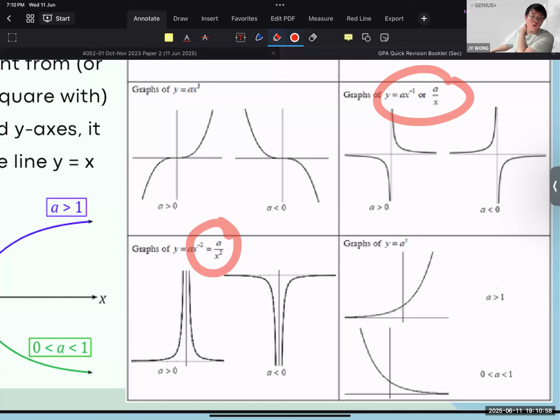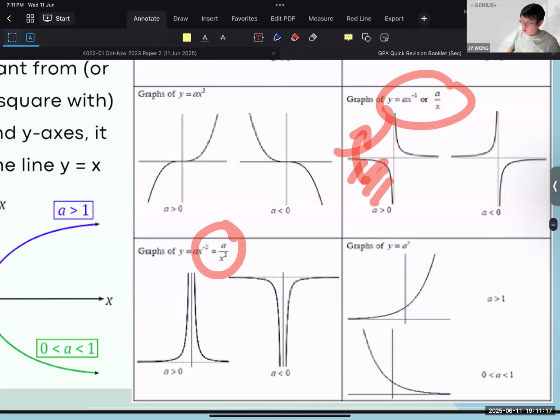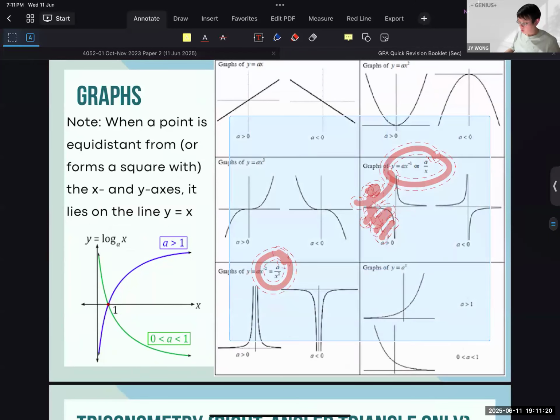Why? Because x squared is always positive. So since x squared is always positive, you will not have a negative value. And that's why the negative part of the graph, if you notice here, you flip it upwards, it becomes your a over x squared. Logical, right? Yeah, but these are all the general shapes that you are expected to know.